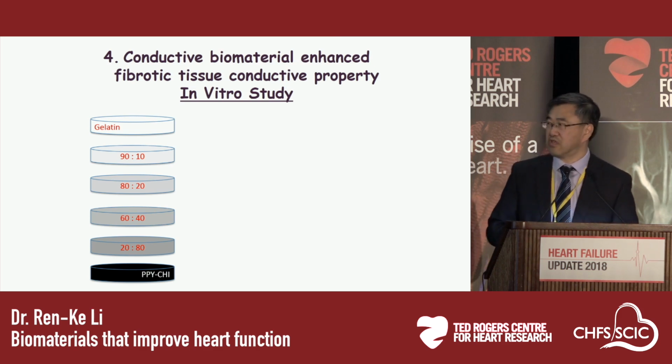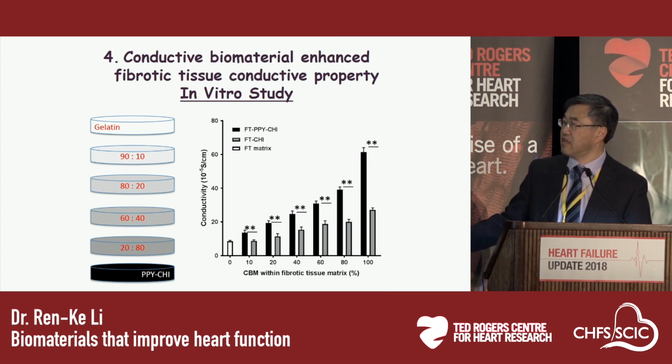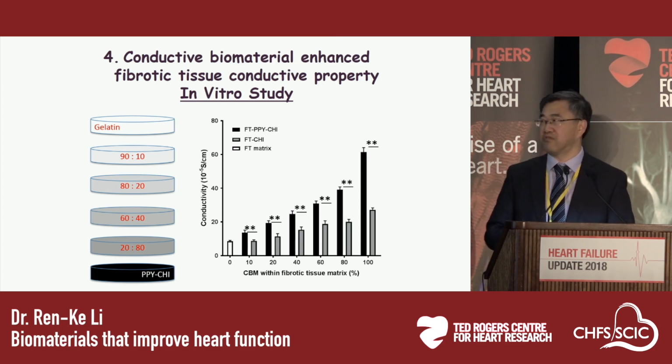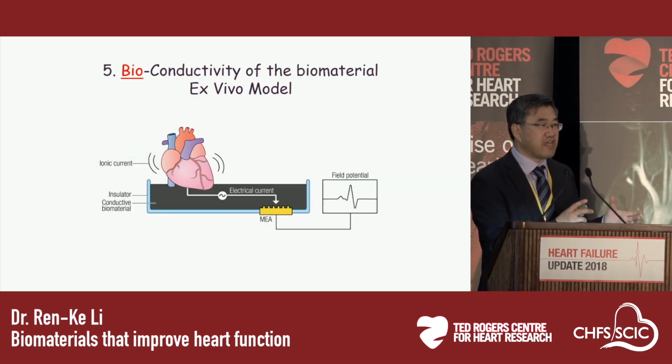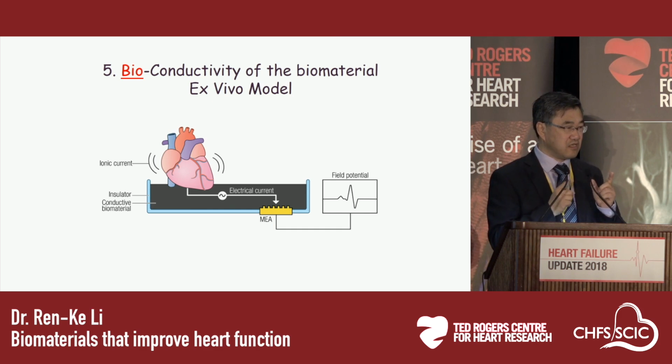We want to measure the voltage pass-through or conduction of this material. So we have different compositions, and we have the conductivity. In the control group, the gelatin has very little conductivity, but the conductive biomaterial is very high. With the increase of the conductive biomaterial in the matrix, we can increase the conductivity of this mixture of the extracellular matrix. Those data we generated by using an electrode to stimulate the material.